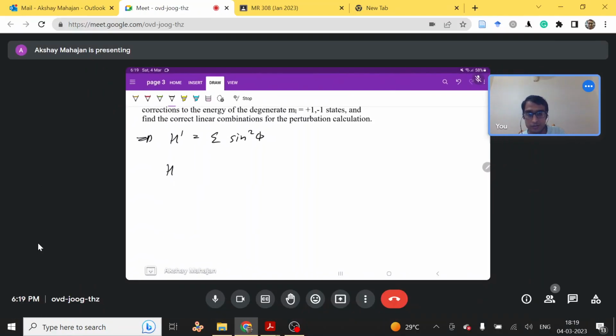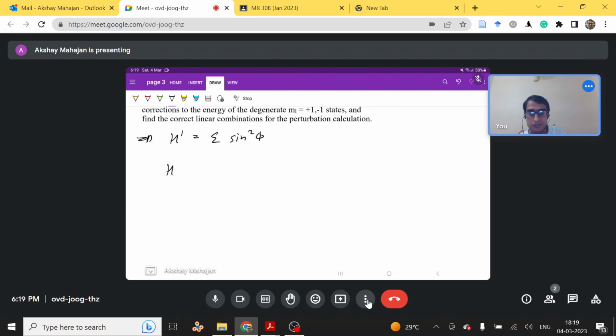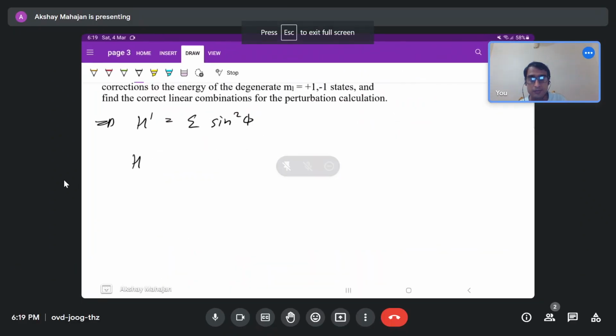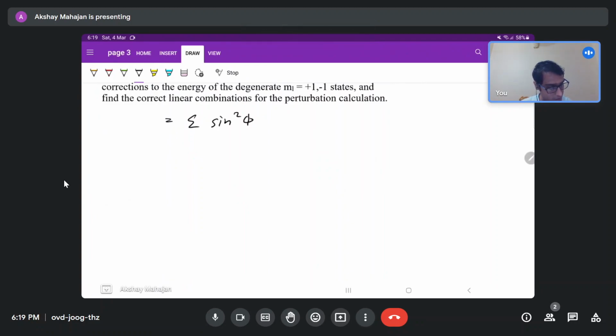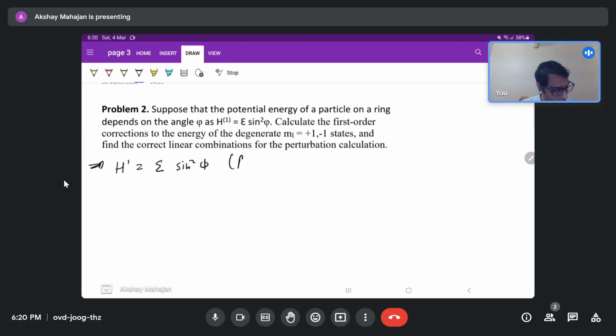Let me just check if the recording is being done. Okay. All right. So let's represent this by H prime instead of H1, because we have been representing it with H prime. So our perturbation H prime is equal to epsilon times sin²phi. This is our perturbation.